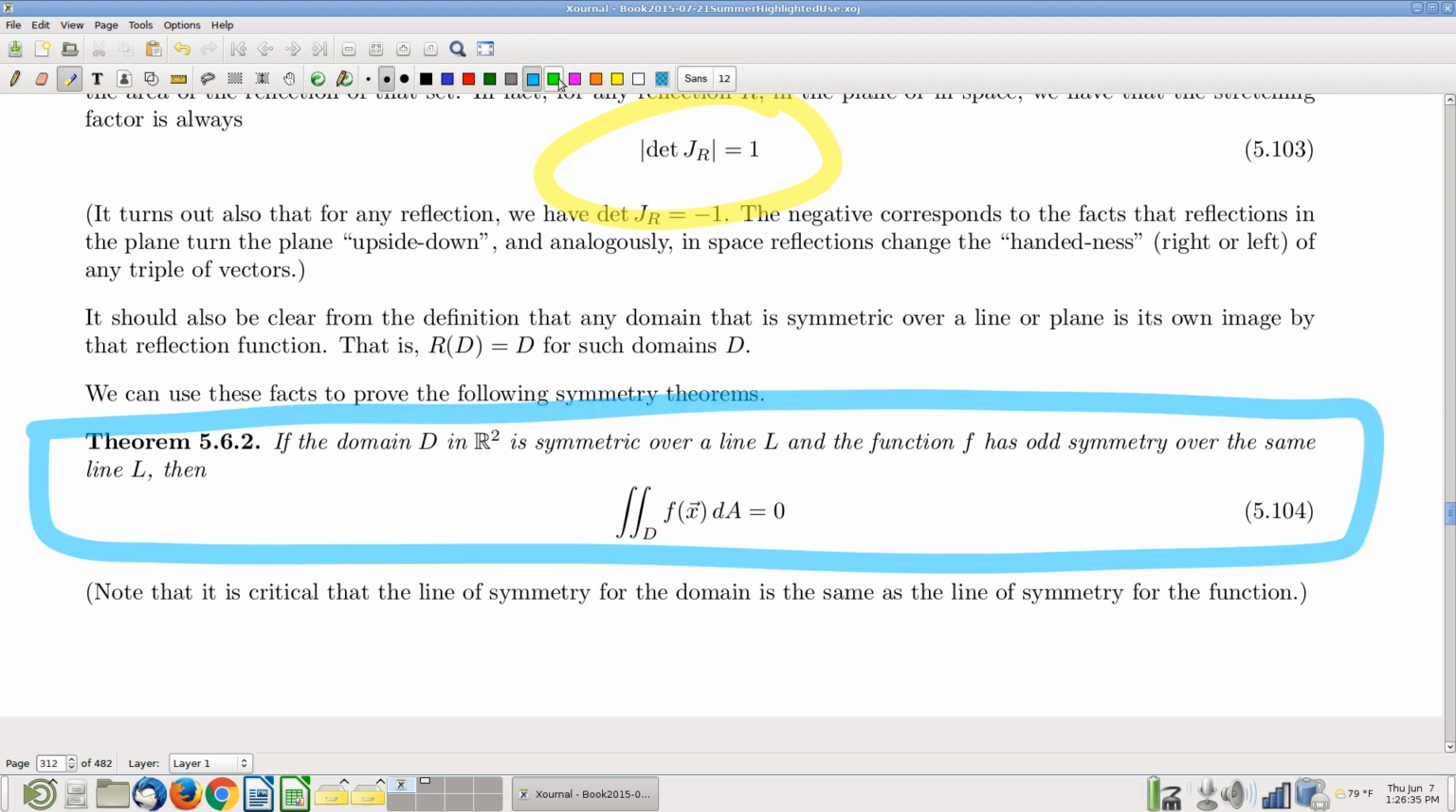If you're looking at a particular double integral, be careful, a particular double integral, if the domain is symmetric over a given line, and if the function has odd symmetry, so we're looking at a double integral, some domain, some integrand. If the domain is symmetric over a line, and the function has odd symmetry over the same line, that integral is equal to 0.